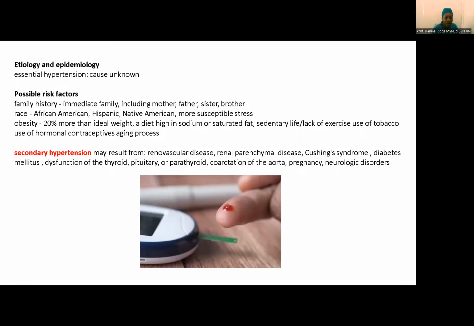Okay, so possible risk factors to hypertension in general, there's some familial tendency to that. It runs in the family, if we're speaking layman's terms, right? That's what I mean by the familial tendency. It runs in the family, okay? Or it could be cultural, right?